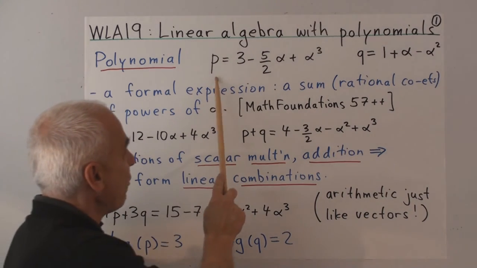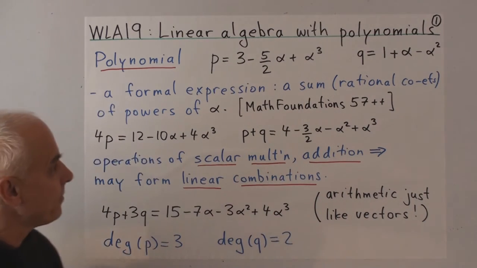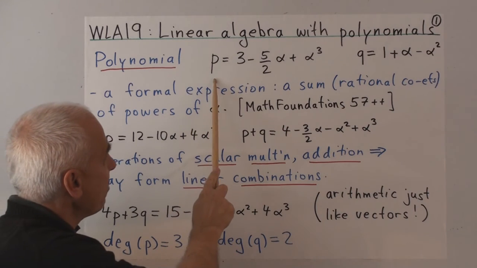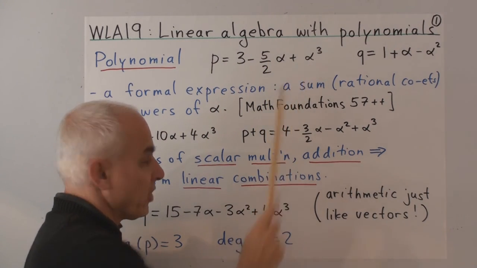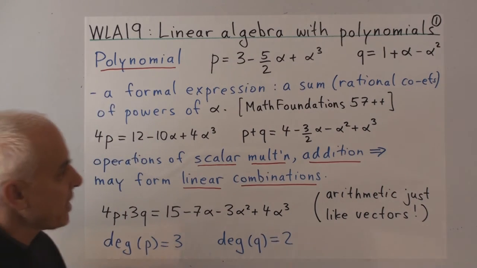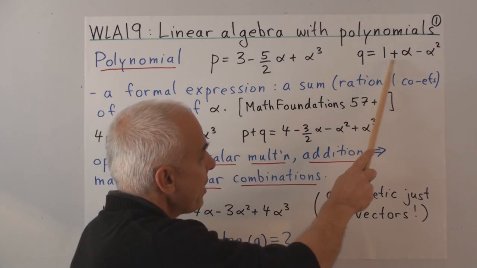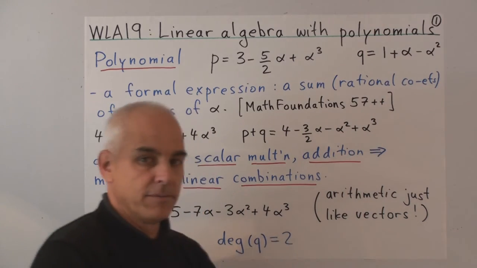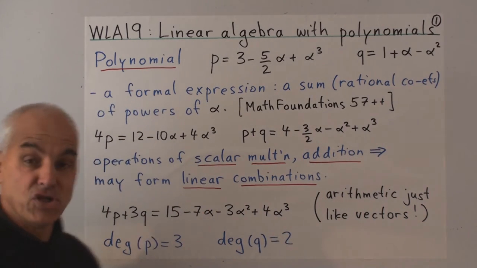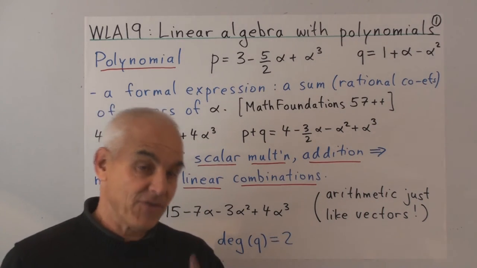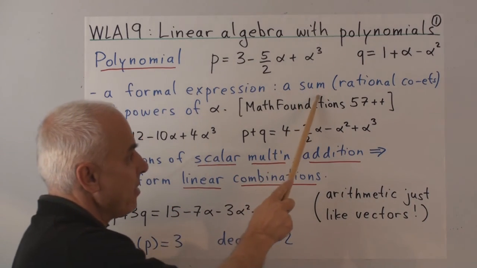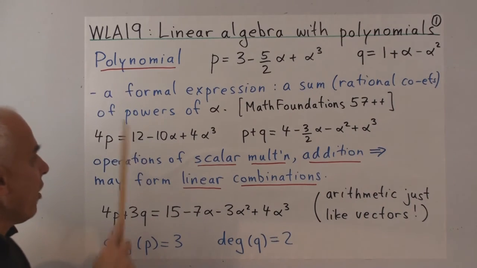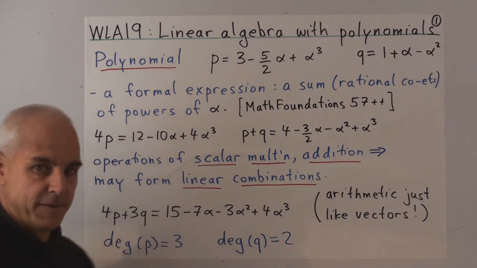So here's an example of what I'm going to be calling a polynomial. This polynomial p is 3 minus 5 over 2 times alpha plus alpha cubed. And here's another one called q. It's 1 plus alpha minus alpha squared. In general, what a polynomial is for us, it's a formal expression consisting of a sum with rational coefficients of powers of alpha.